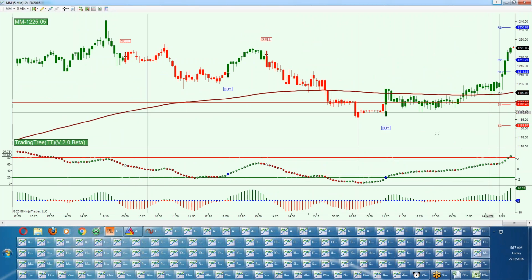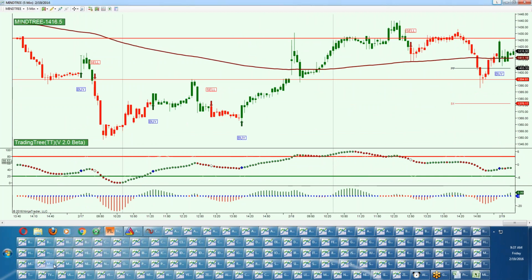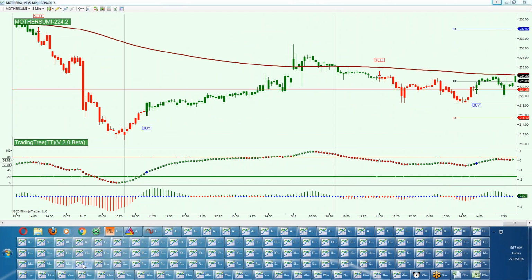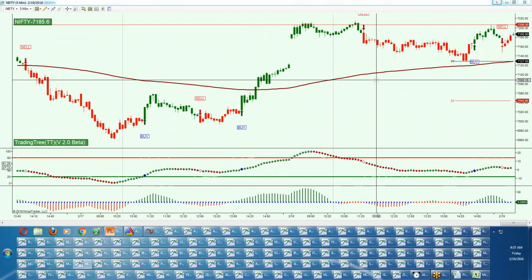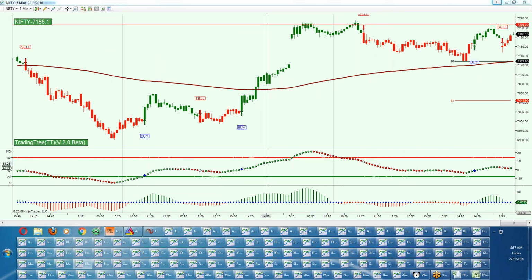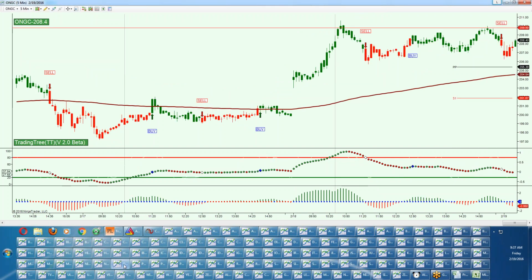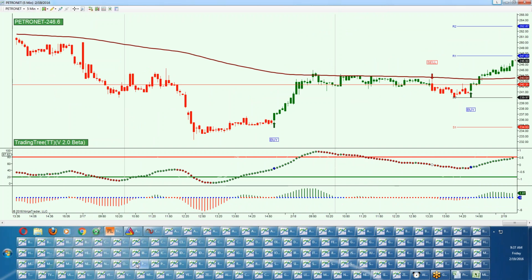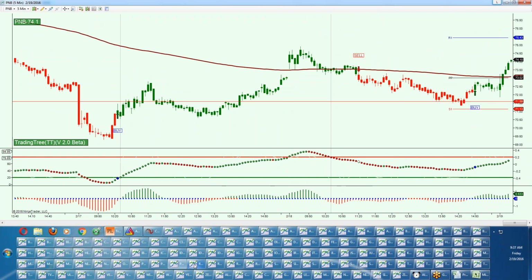That's M&M. You can see Nifty, you can expect a buy call. Another 10 points up, you'll get a buy call. Petronet can make 247. So PNB, you're seeing that we already have a buy call. It has done its targets too.